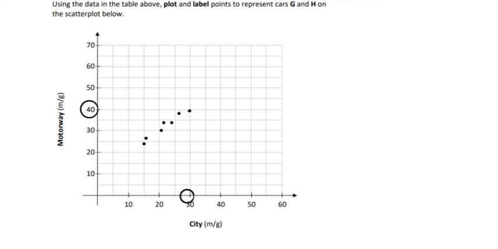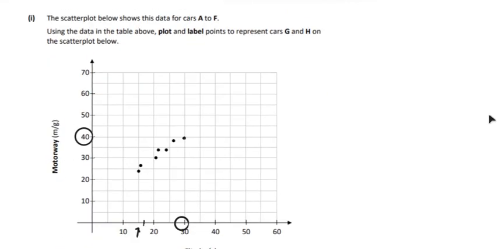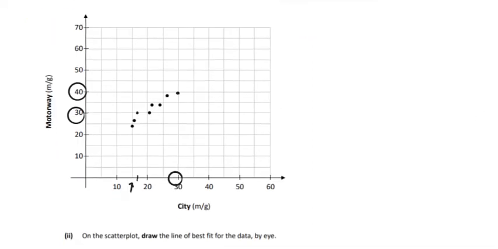And then for H it's 17 and 30. This here would be 15, so 17 would be approximately here. You don't have to put in those workings by the way, it's just to show. And then 30 is here, so it's where those two meet, approximately there. So that's the 2 points plotted.